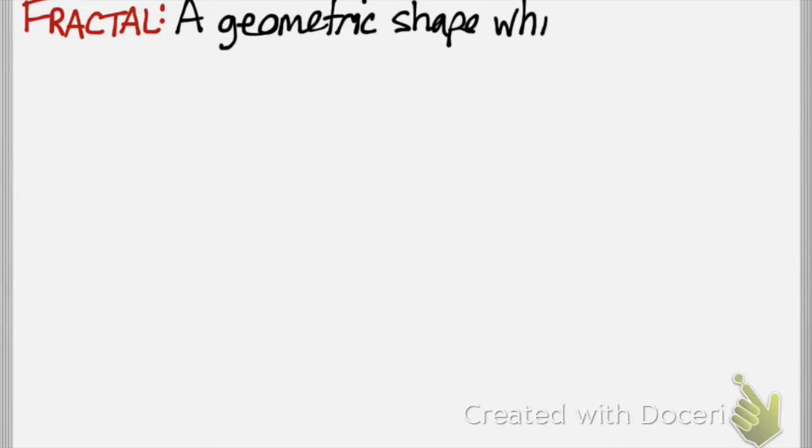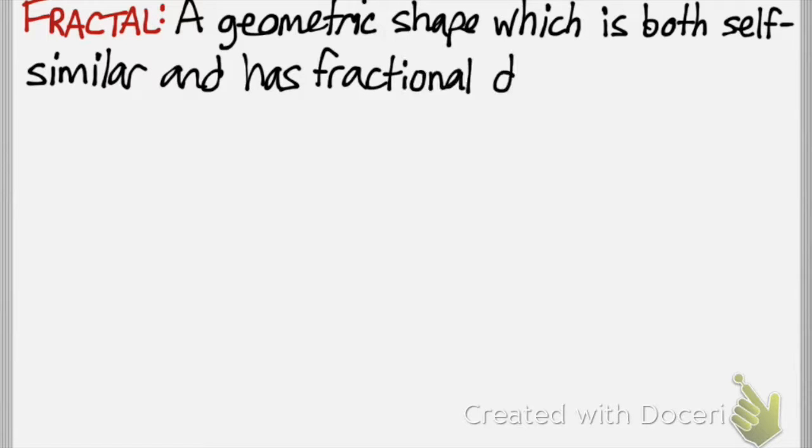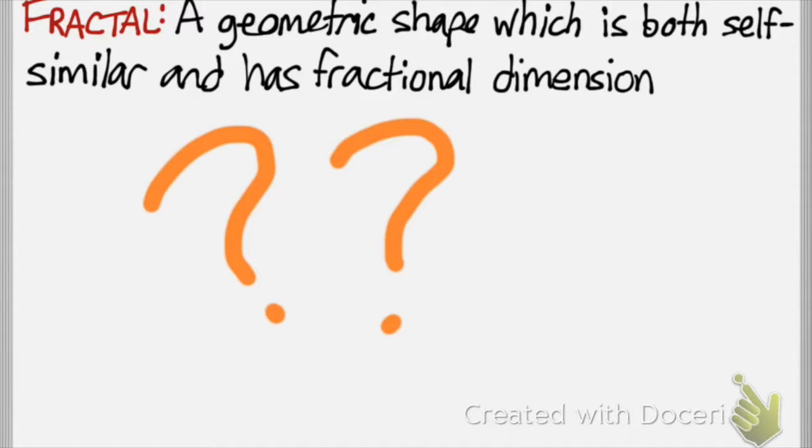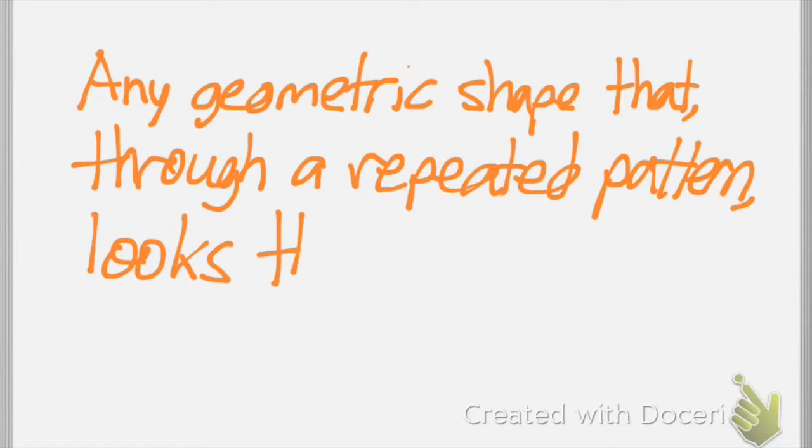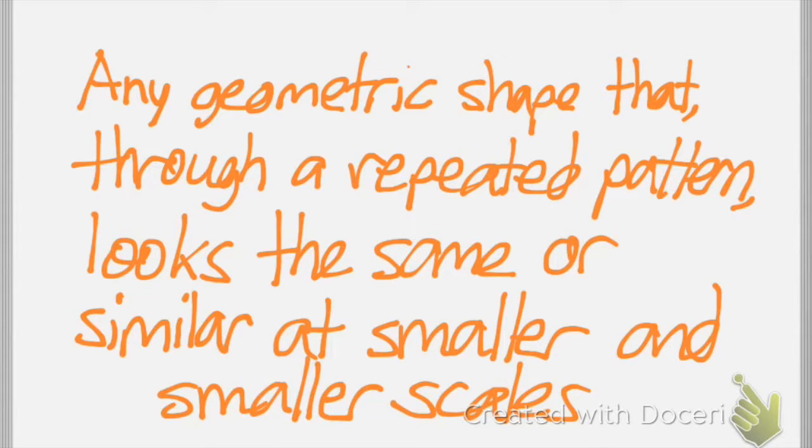What exactly is a fractal? A fractal is defined as a geometric shape which is both self-similar and has fractional dimension. Now what does that mean? In general, a fractal is any geometric shape that, through a repeated pattern, looks the same or similar at smaller and smaller scales. As an example, let's turn this simple line into a fractal.